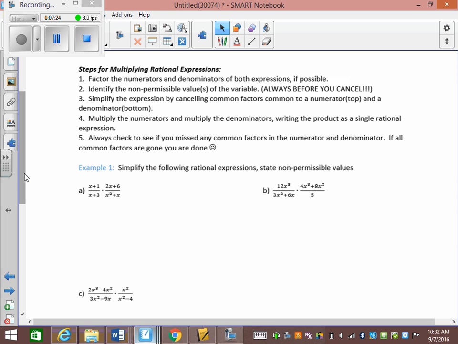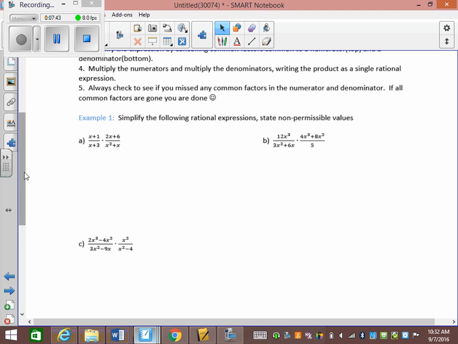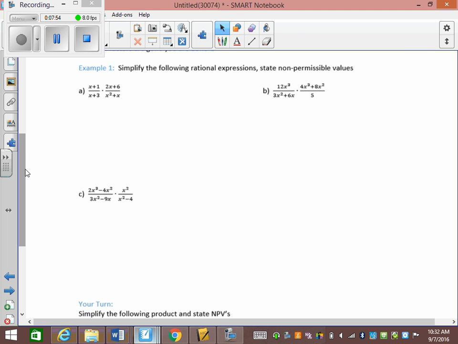That's it. You have to state non-permissible values for the left denominator and the right denominator because you state non-permissible values for anything that can be in the denominator. So, if we look at the denominators, we state anything that x can't be. Okay, so simplify the following. It still says simplify, but we're multiplying. It'll still say simplify, but we'll be dividing. It'll still say simplify, but we'll be adding or subtracting. How do you know? By the sign that's in between your fractions. Okay? Good. Let's look at these and see what we can do.